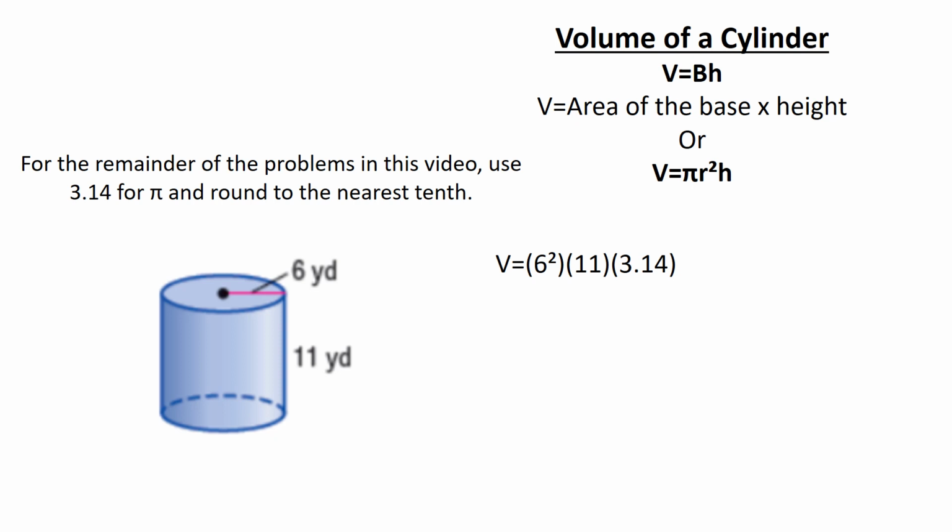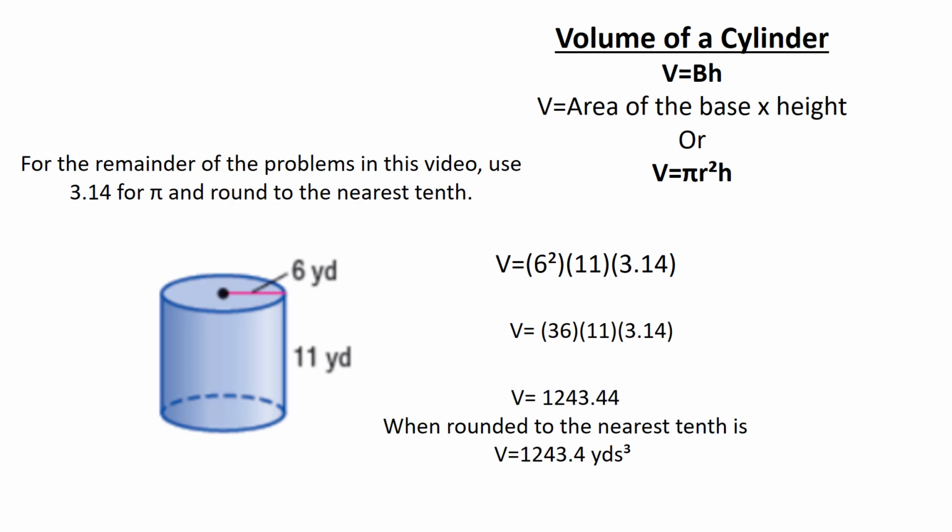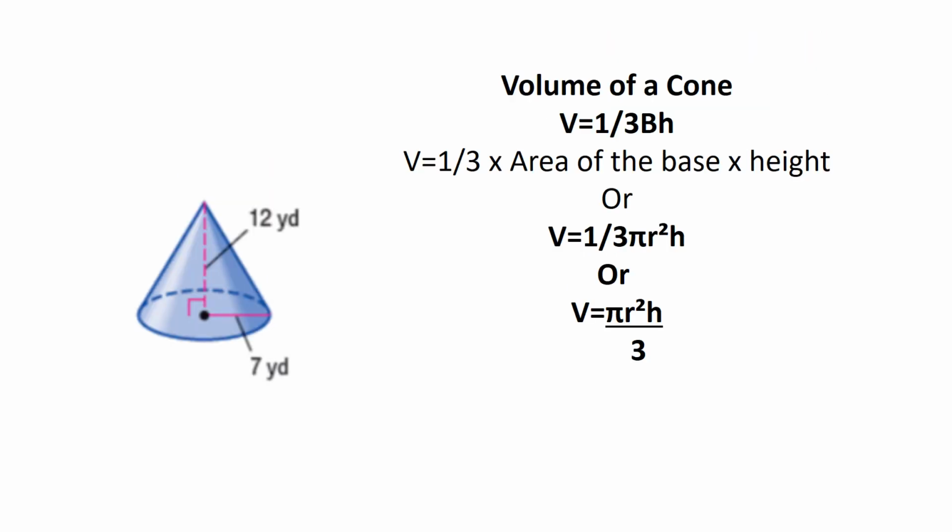So do the math. 6 squared would be 36. Then multiply the rest of your numbers, 36 times 11 times 3.14, and that would give you your answer. Again, we're going to round all of our future answers to the nearest tenth on this video. So it would be 1,243.4 yards cubed.